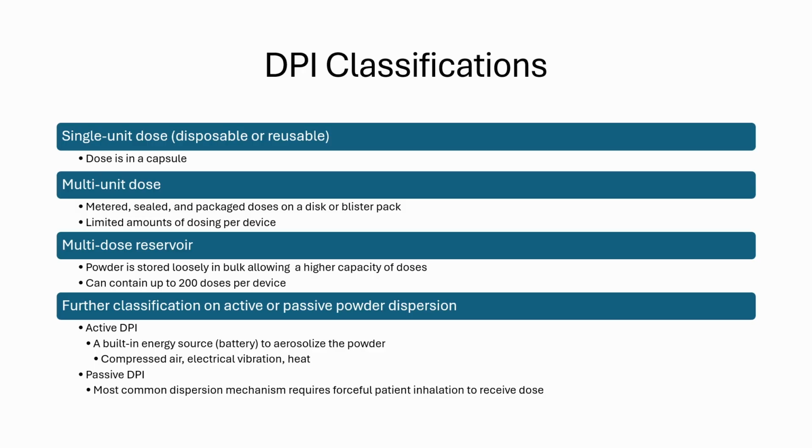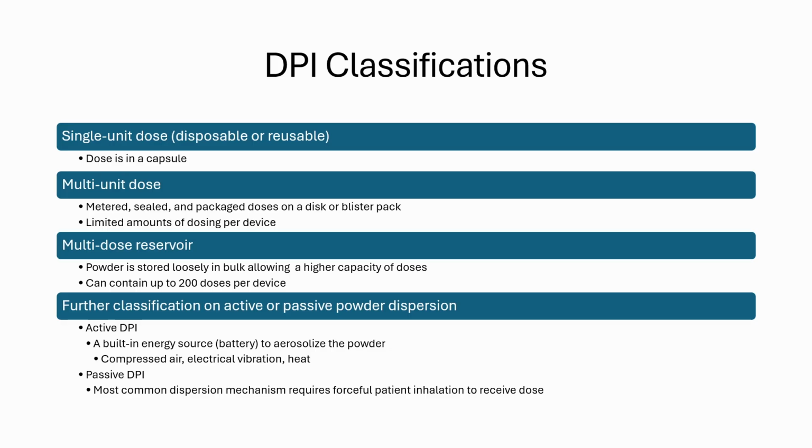Single-unit dry powder inhalers can be disposable or reusable, and the dose is inside of an individual capsule. The capsule is then placed inside the inhaler, which is punctured, and its contents are inhaled. Multi-unit dose dry powder inhalers contain metered, sealed, and packaged doses on a disc or in a blister pack. These offer the advantage of ensuring an accurate dose is given, unaffected by the patient's handling.